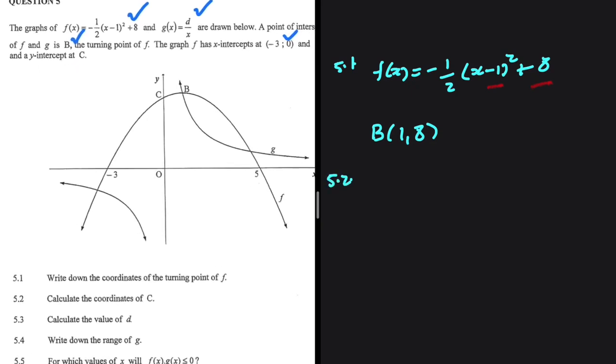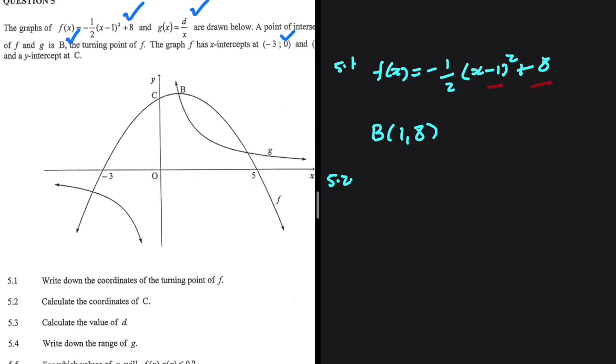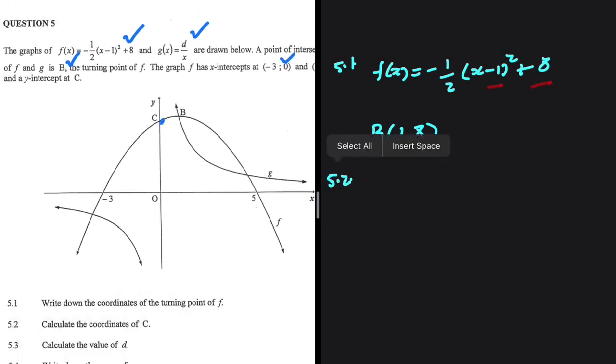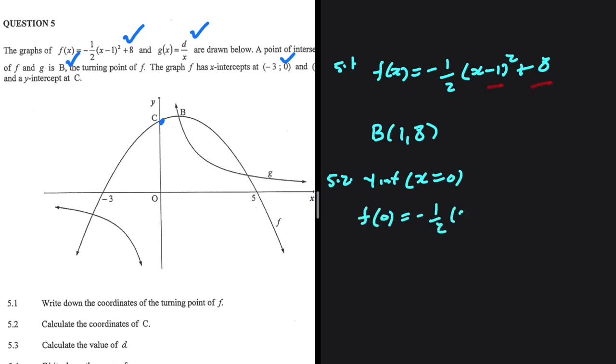In 5.2, we're looking for the coordinates of c. c is the y-intercept of f. So for the y-intercept, I know x is equal to 0. If I substitute x equals 0 into f of x, I'm going to have -1/2 multiplied by (0 minus 1) squared plus 8. Let's take a look at this. 0 minus 1, that is -1. You square that, you get 1. So we have -1/2 plus 8, which should be 7.5.